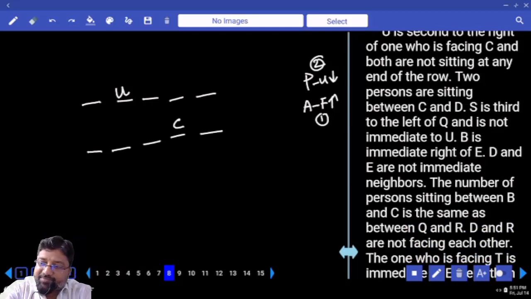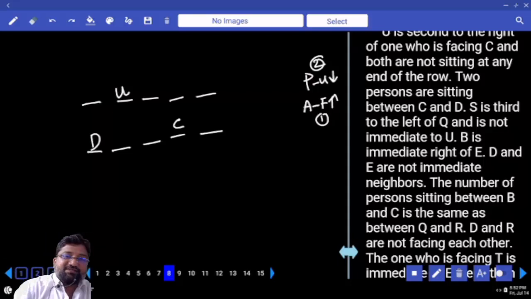2 persons are sitting between C and D. Can you take it towards your right side? 2 persons are sitting between C and D. If I go for this, I am taking extra 2 places, but I am in need of only 1 place. Yes. So 100% guarantee this is D.